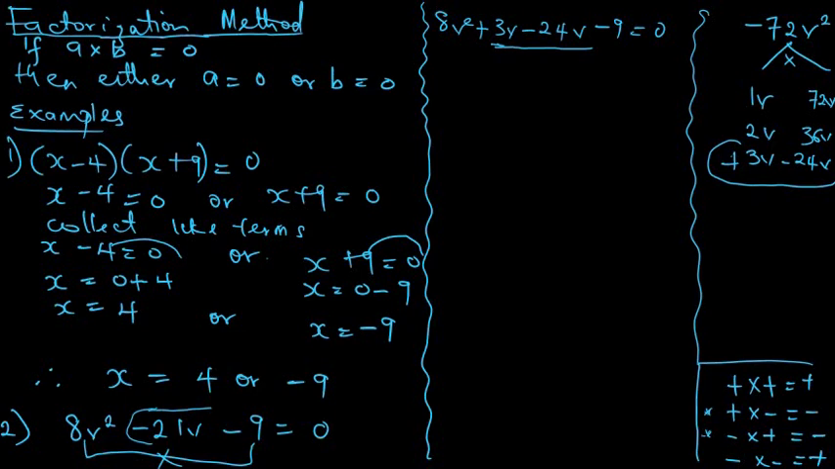The next thing we're going to do is to group these numbers in two. So I'll be grouping 8v squared with 3v, and I'll be grouping 24v with 9. So when we group them into two, it will be very easy for us to factorize. So we'll put them in a bracket: 8v squared plus 3v, then our sign minus, then we put the second group in the second bracket: 24v plus 9, all equal to 0.